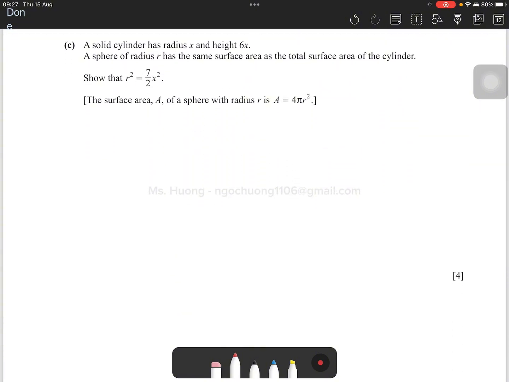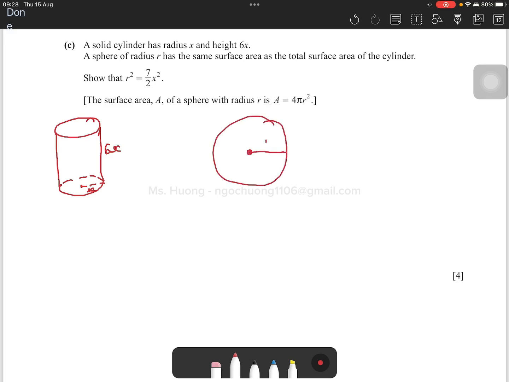C. A solid cylinder has radius x centimeters. Suppose that this is a cylinder. The radius is x centimeters, and the height is 6x. And we also have a sphere. The radius of the sphere is r centimeters. And these two shapes have the same surface area. The surface area of the sphere is equal to the total surface area of the cylinder. Then we need to show that r squared is equal to 7 over 2 x squared.